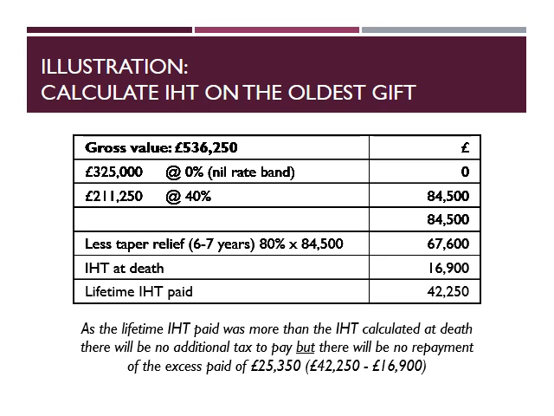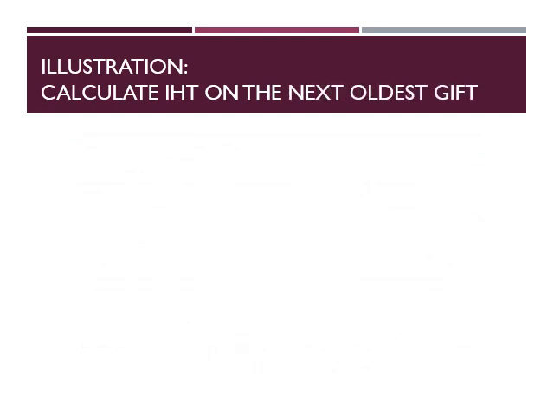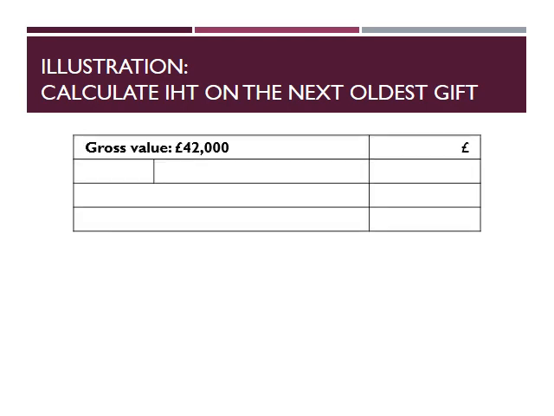Now that we've calculated the inheritance tax on the oldest gift, we'll then calculate the tax on the next oldest gift. Well, the next oldest gift was the gift to Ferdy's daughter, and we've already calculated that the gross value of this for inheritance tax purposes was £42,000. Now the nil rate band of 325,000 has already been used up against the gift to the trust, so all of that 42,000 will be taxable at 40%, and that's 16,800.